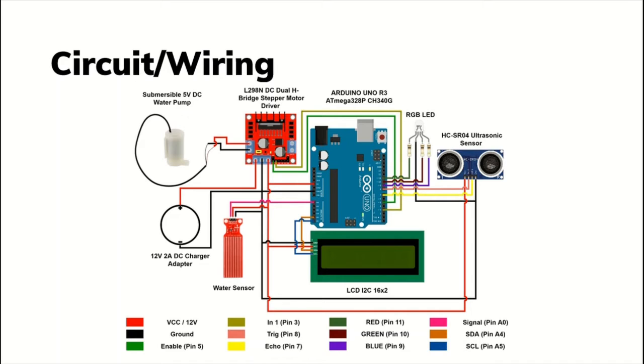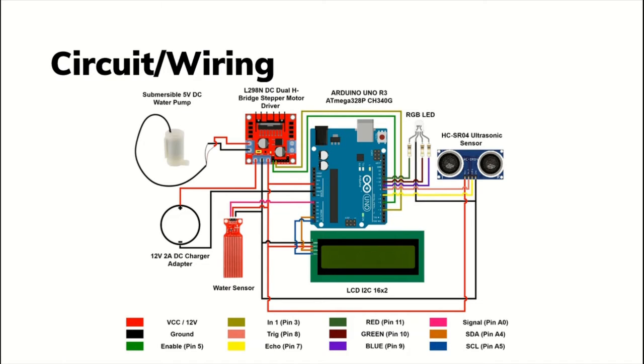Next is the submersible water pump. The positive wire is connected to the output pin number 1 of H-bridge, and the negative wire is connected to the output pin number 2 of H-bridge. Next is the H-bridge. The enable pin is connected to the digital pin number 5 of Arduino, and input 1 is connected to the digital pin number 3 of Arduino.